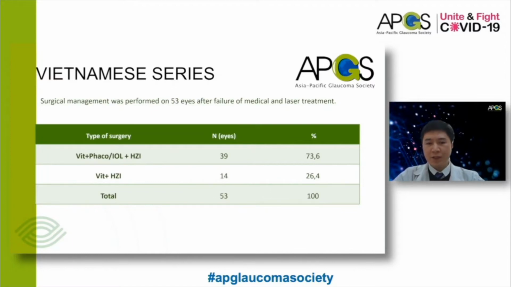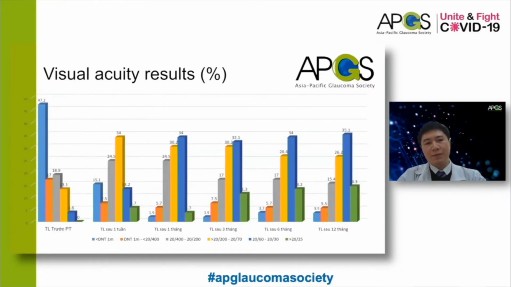And in the other 49, we did only vitrectomy with hyaloidotomy and iridectomy, because malignant glaucoma happened after the phaco-trabeculectomy. So in total, we got 53 eyes. In terms of visual function, after 1 year of follow-up, we got pretty good visual function.